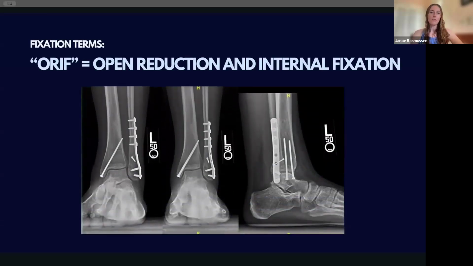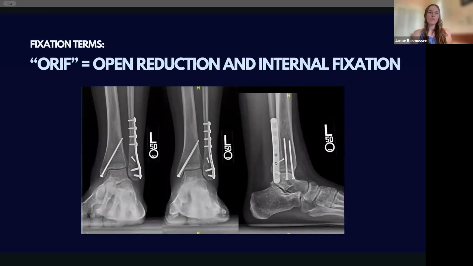All right, so I'm going to talk about just some common general terms just to start off. You'll often hear residents or attendings throw out the word ORIF, which stands for Open Reduction Internal Fixation. This is a big umbrella term for saying we're going to be making some sort of opening, meaning an incision. We're going to be reducing, meaning putting the fractures or bones back together, and then providing internal fixation, meaning we're putting some hardware inside the body.